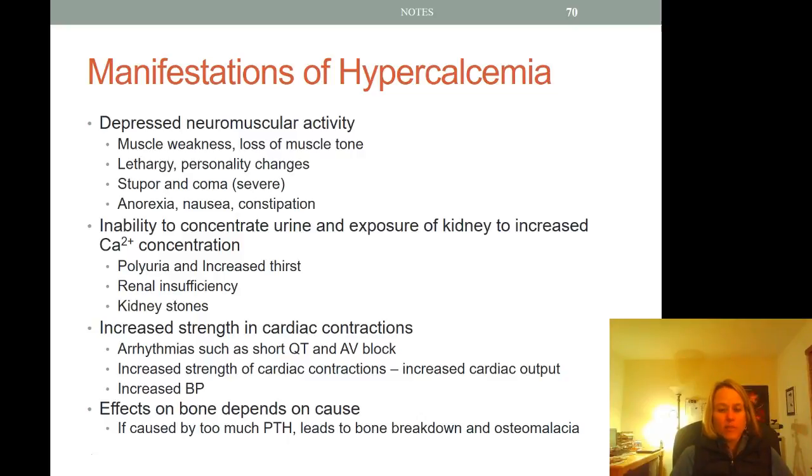This can cause arrhythmias such as short QT and AV block. It can lead to increased strength of cardiac contractions, all that excess calcium coming in, and that's going to lead to increased cardiac output and increased blood pressure. The effect on the bone is going to depend on cause. If it's caused by too much parathyroid hormone, then that parathyroid hormone is stimulating bone breakdown, leading to osteomalacia.